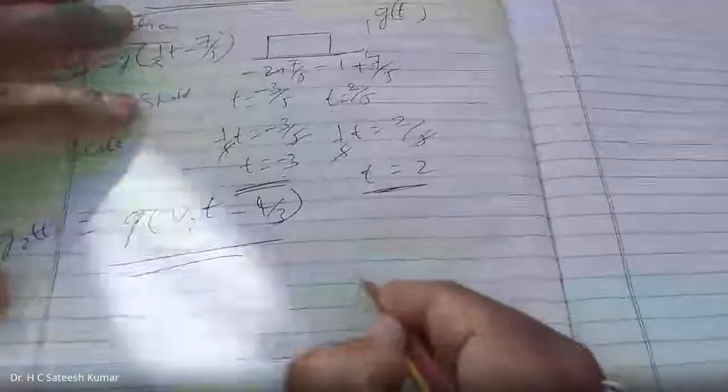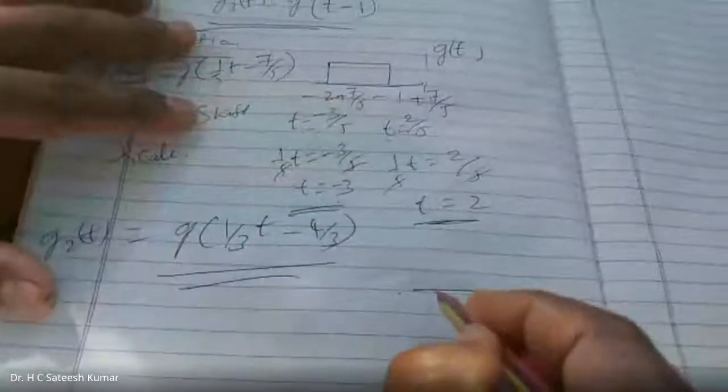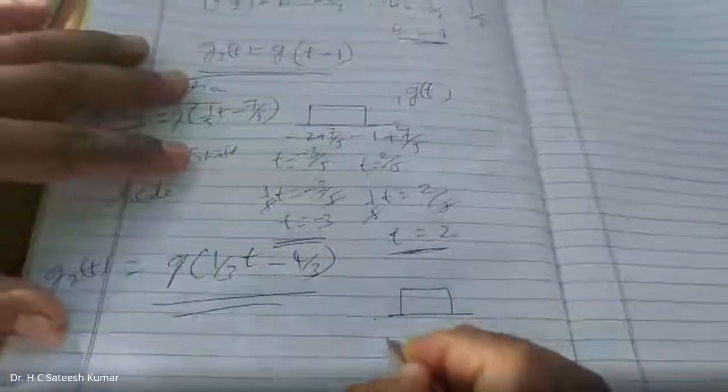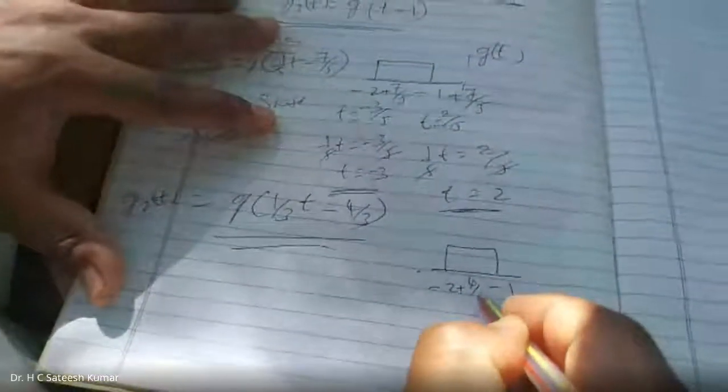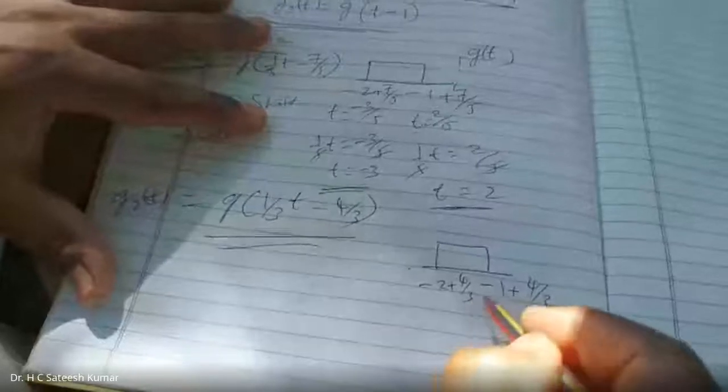One more verification I will do. g2 of t. What is the problem? g2 of t, the answer is g of 1 by 3t minus 4 by 3. So I'll take g of t and first I'll shift it. g of t is from where to where? -2 to -1. Now I'll shift right by 4 by 3. If you want to shift right by 4 by 3, add 4 by 3 to each of them. Automatically it will be shifted to the right.